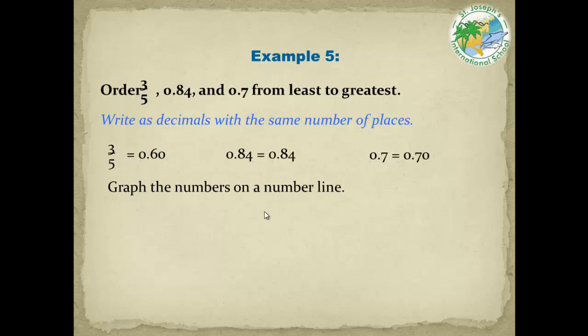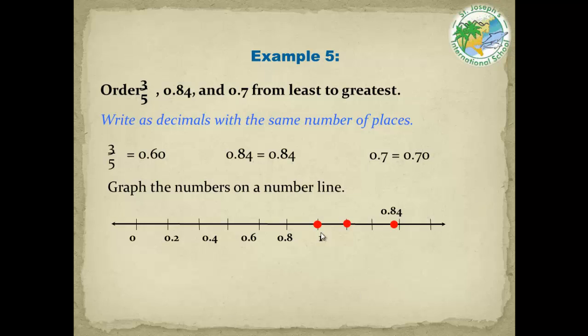Graph the numbers on the number line. We can use the number line to order. We have a number line from 0 to 1. Why from 0 to 1? Because a decimal number is less than 1 and greater than 0. Then 0.8, 0.81, 0.82, 0.83, 0.84. Then this number is the greatest decimal number. Okay? And 0.6, and here 0.7.